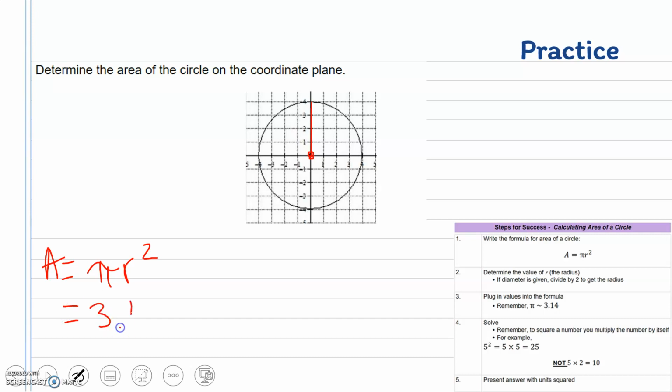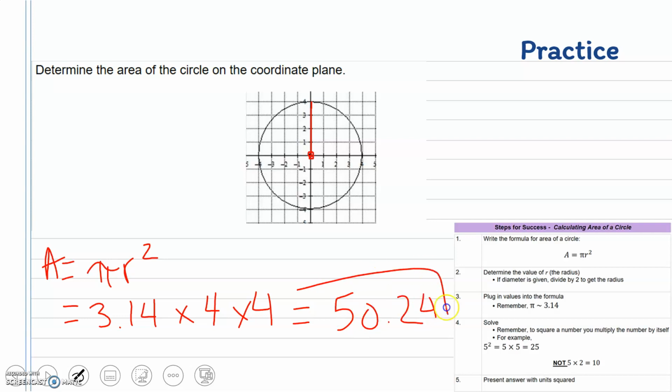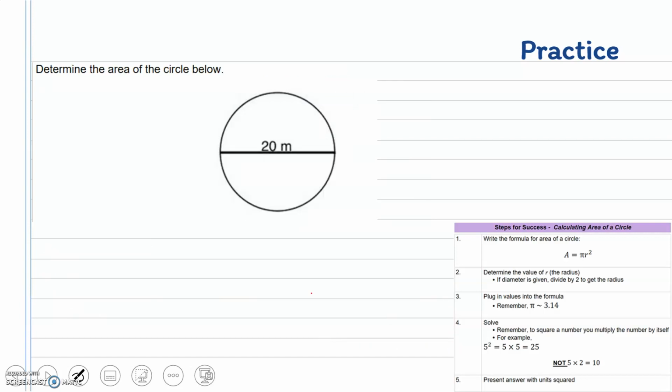So 3.14 times 4 times 4. Okay, so go ahead and solve for that, which will give us an area of 50.24. That is our area. Let's go ahead and continue.